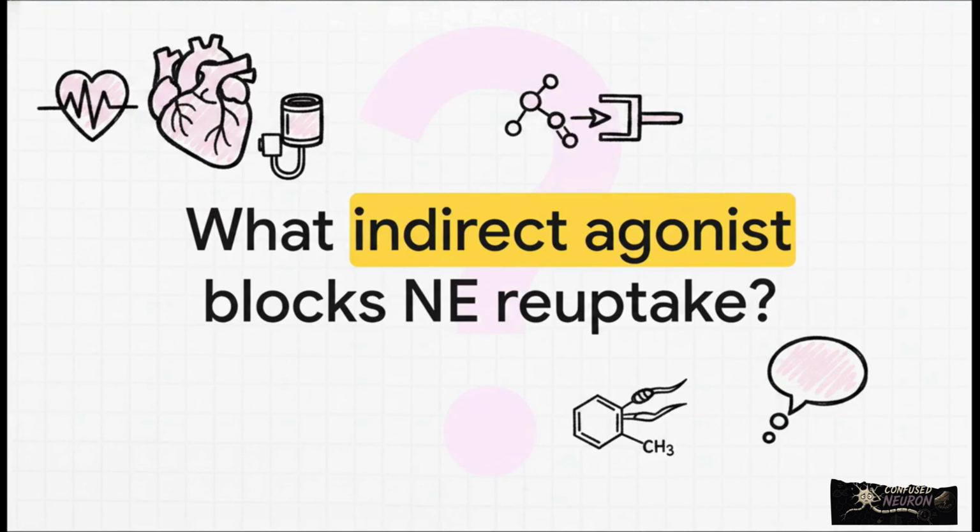And that brings us to our final exam question to really test your new knowledge. Let's see what you got. A patient takes an indirect adrenergic agonist that blocks the reuptake of norepinephrine. They present with hypertension and tachycardia. What is the drug? Take a second, think about it, and let me know your answer. I want to see you show off exactly what you just learned.